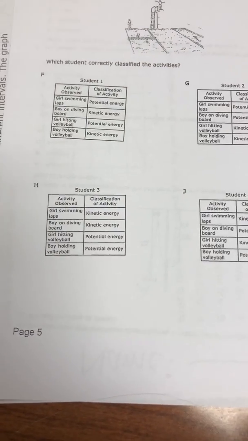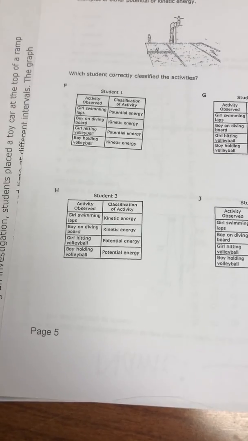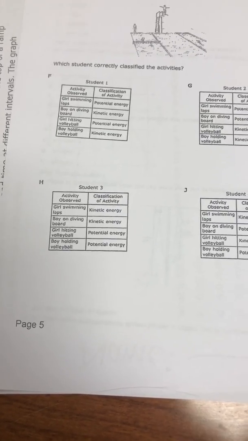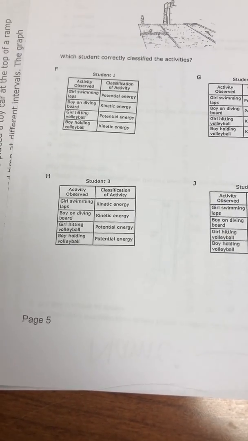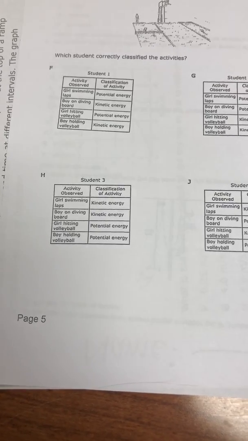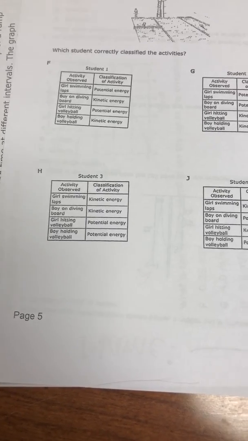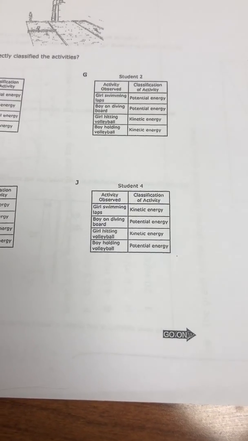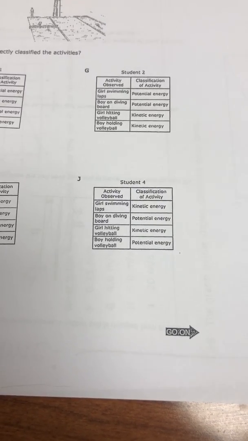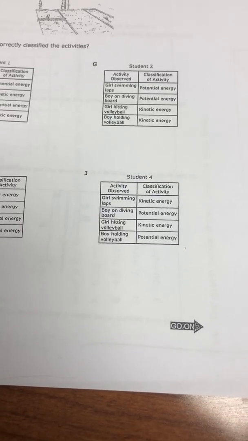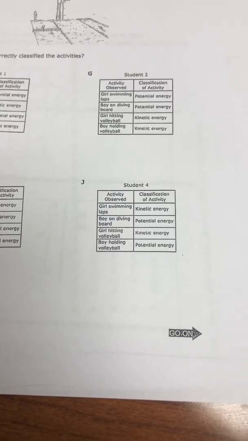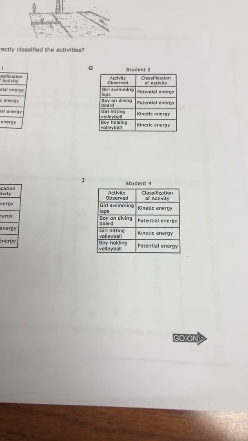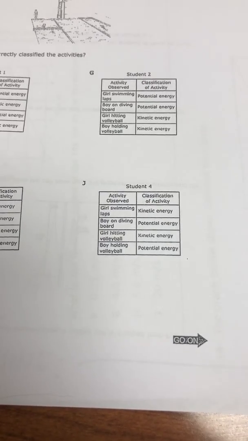H, girl swimming laps, kinetic energy. Boy on diving board, kinetic energy. Girl hitting volleyball, potential energy. Or boy holding volleyball, potential energy. And J, girl swimming laps, kinetic energy. Boy on diving board, potential energy. Girl hitting volleyball, kinetic energy. Boy holding volleyball, potential energy.